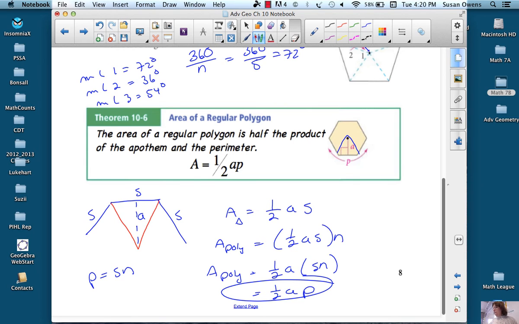So if you really want to, you could find the area of one of those triangles and then multiply it by the number of sides. But it's easiest just to remember that the area is 1/2 the apothem, which is the perpendicular distance to the center, times the perimeter.